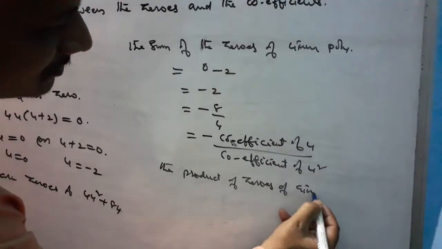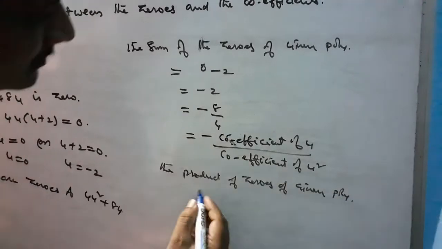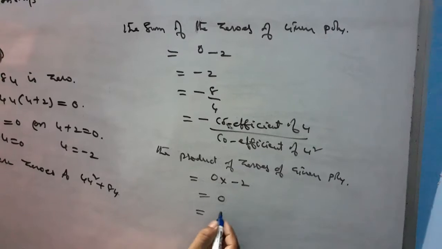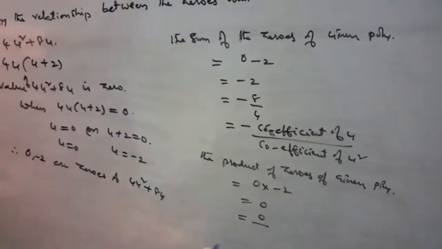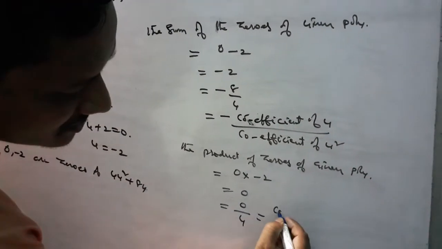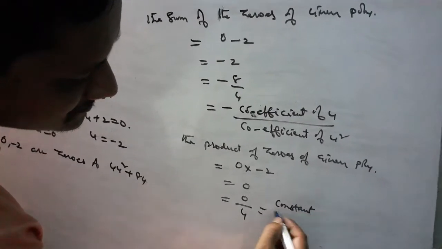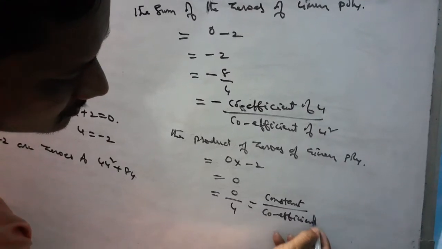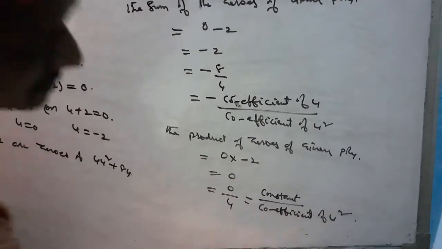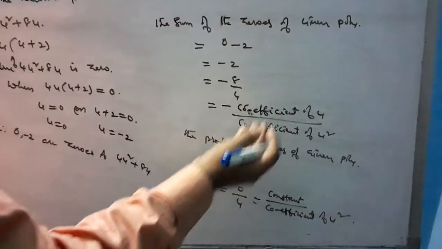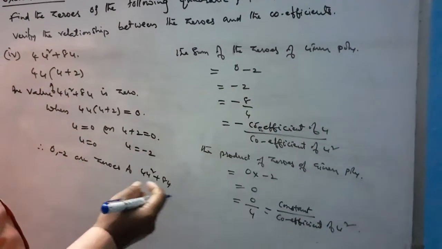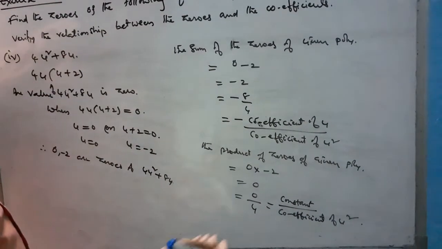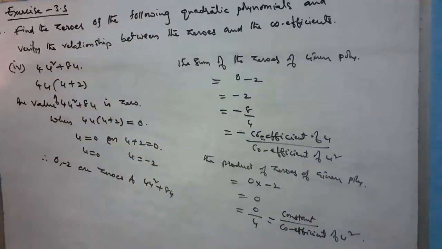The product of the zeros of the given polynomial is equal to 0 into minus 2, so that becomes 0. 0 can be written as 0 by 4, where 0 is the constant and 4 is the coefficient of u square. So here the sum of the zeros of the polynomial is minus coefficient of u by coefficient of u square, and the product of the zeros is constant by coefficient of u square.